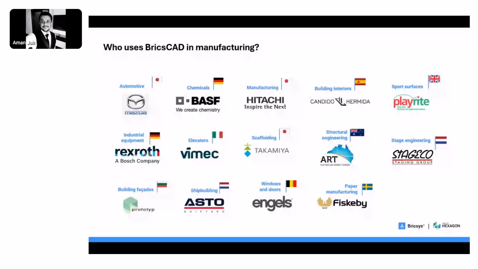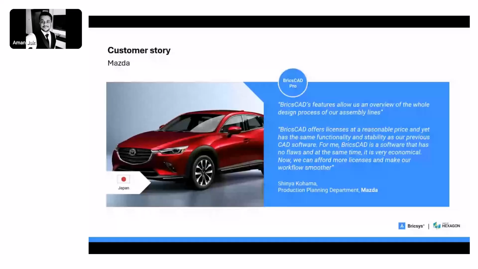Just one customer story that I wanted to showcase is from Mazda, which is one of our early users of BricsCAD. They adopted BricsCAD really early, and these are some of the words from Mr. Shinya Kohama, who's from the production planning department at Mazda, and they are still using BricsCAD. It's really nice to know that one of the most prominent names in the market today is using BricsCAD. They are using BricsCAD Pro, of course, with its 3D modeling capabilities as well. BricsCAD Pro does have certain 3D modeling capabilities, and the sheet metal module is available in the BricsCAD environment.